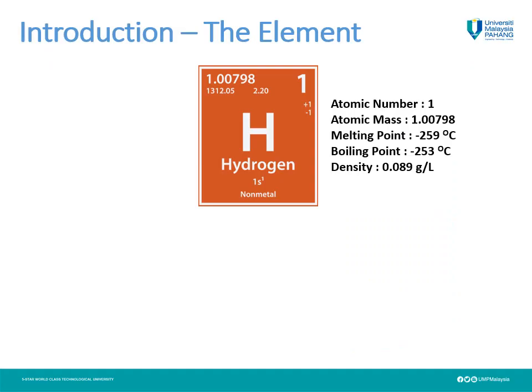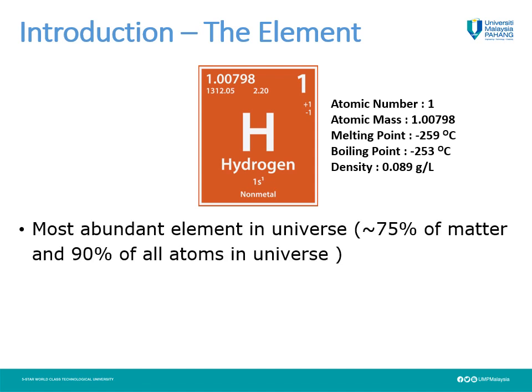The atomic number of hydrogen is 1. The atomic mass of hydrogen is 1.00798. The melting point of hydrogen is negative 259 degrees C. The boiling point of hydrogen is negative 253 degrees C, and the density is 0.089 gram per liter. Hydrogen is the most abundant element in the universe.